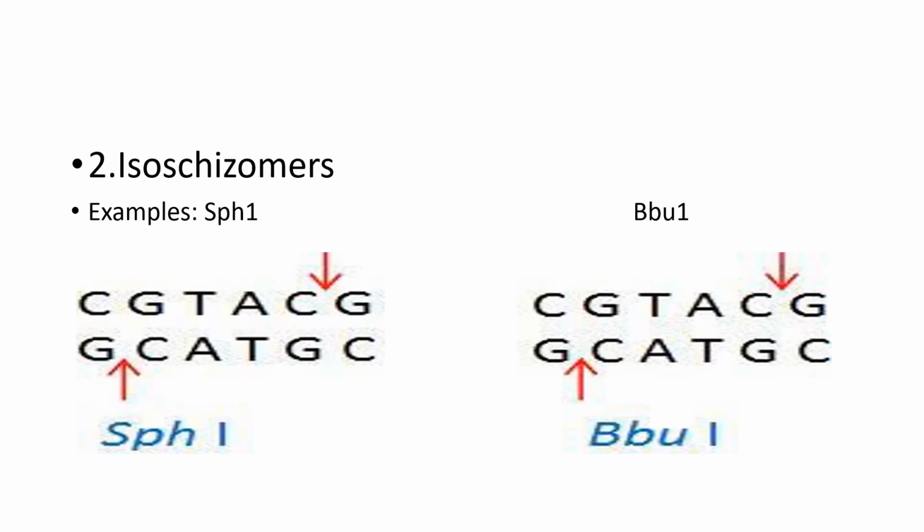Another exception is known as isoschizomers. These isoschizomers have the same recognition sequence and the same target site. Examples of isoschizomers are SphI and BbuI. We can see the recognition sequence of SphI. The target site is between GC and GC. So the target site is the same for both. So these kinds of exceptions are known as isoschizomers.